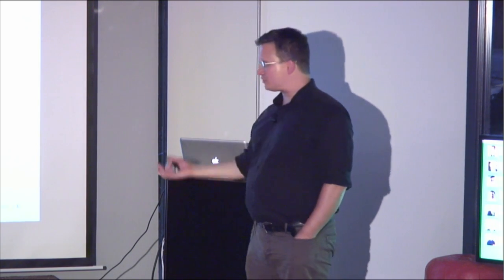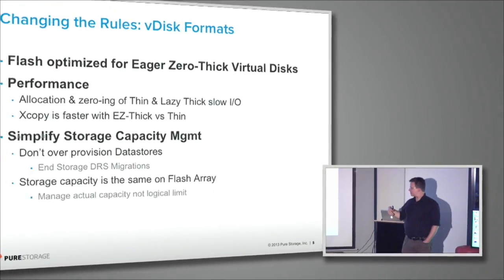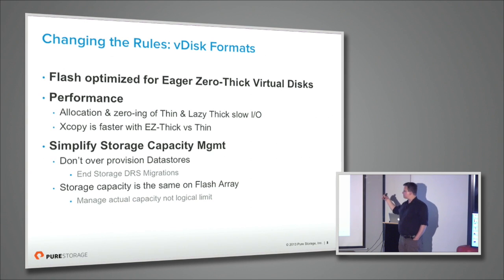And then we'll dedupe and compress it and make it all work on the back end without you having to worry about it as much. So you don't have to worry about over-provisioning those data stores. SDRS migration is kind of a thing of the past. The capacity is the same for either on our array. So what we want you to manage is actual capacity, not logical limits, and worry about those sorts of things.